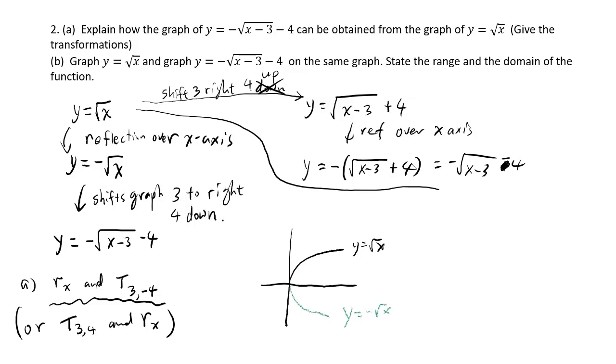And then this is what needs to be shifted 3 right, 4 down. So you go 1, 2, 3 right, and then you do 1, 2, 3, 4 down. So this thing here is now sent here. So the graph for y equals negative square root of x minus 3 minus 4 would be this thing. Okay. So that's how you use transformation to draw complex functions.